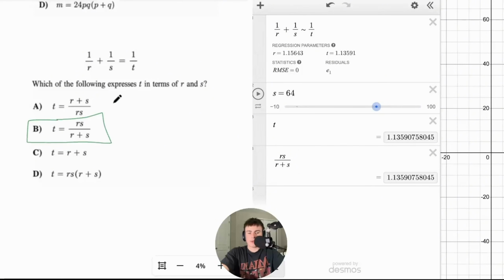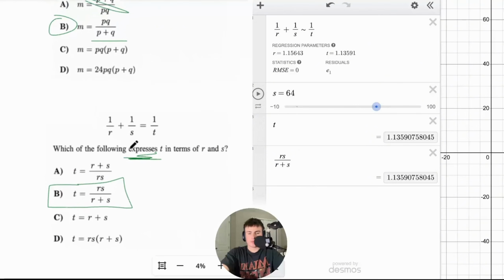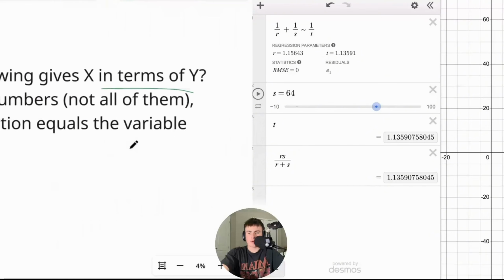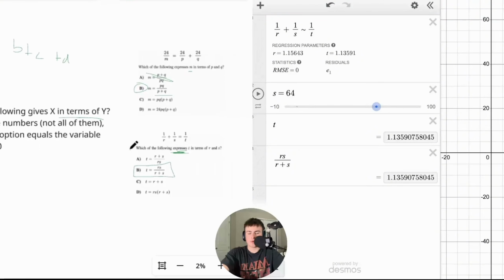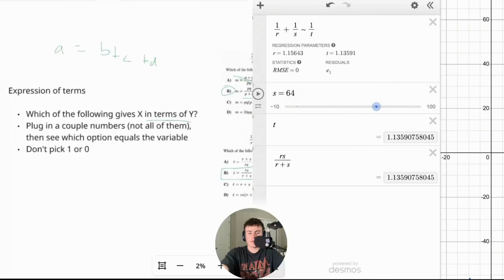So you should never, ever be getting this type of problem wrong, expressing T in terms of R and S. Expression of terms, I was trying to say. It's very, very easy. All you do is use Desmos and plug in numbers. That is it. I don't really think I'll get many questions about this one. It's pretty simple. But if you have a question, shoot me a DM. And yeah, let's move on to the rest.